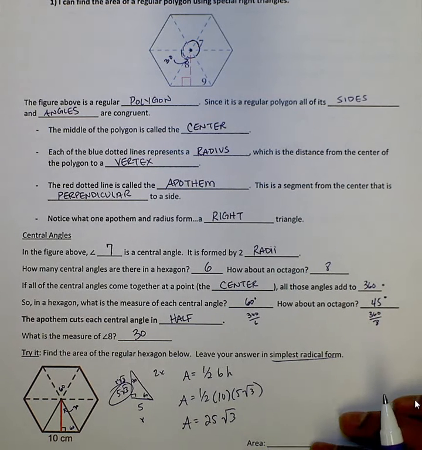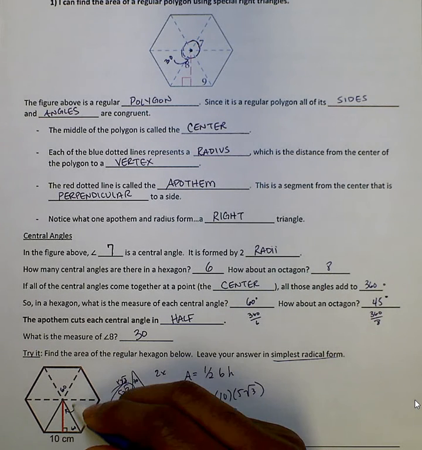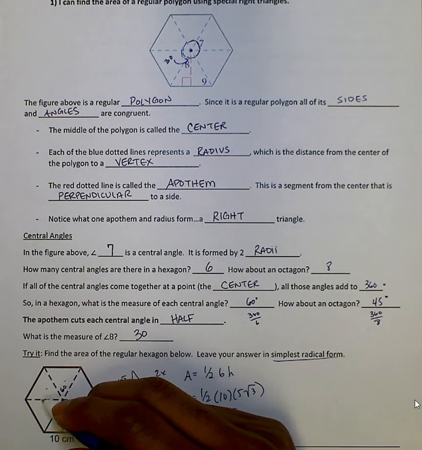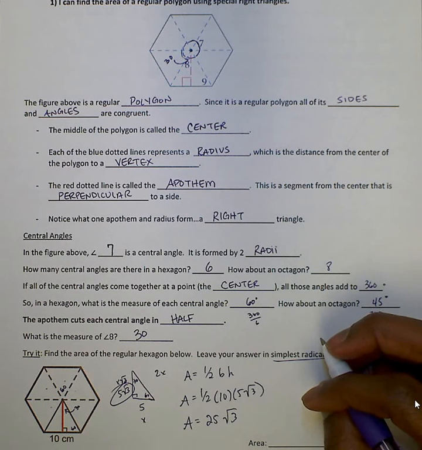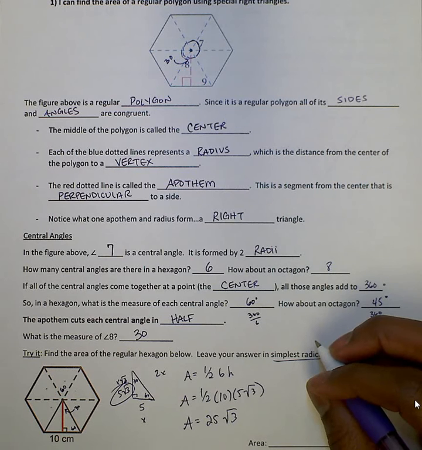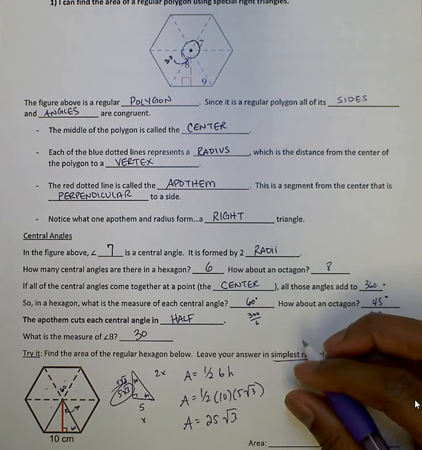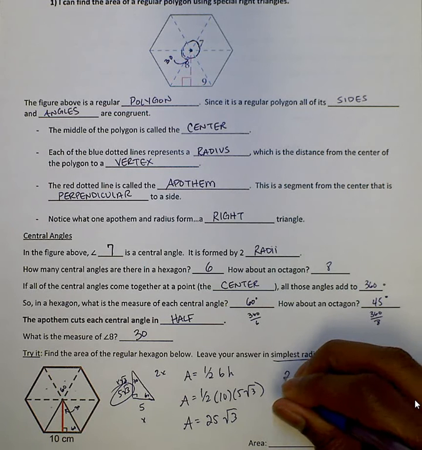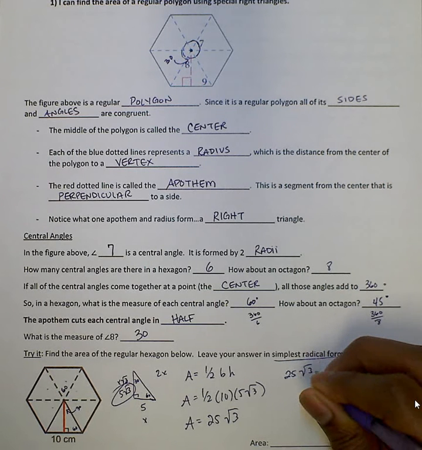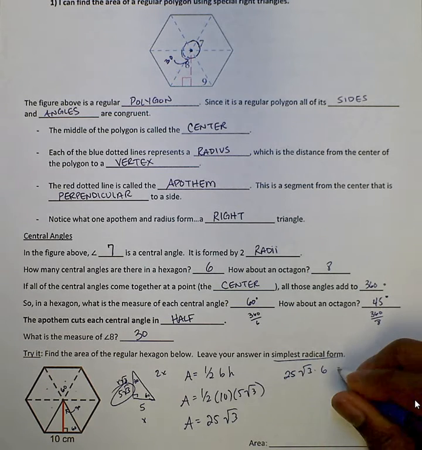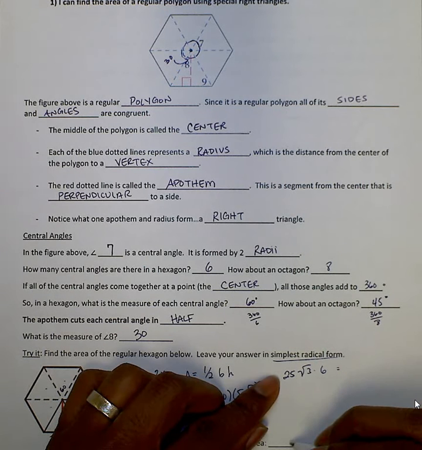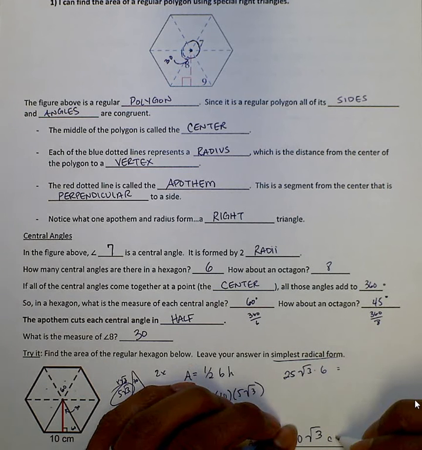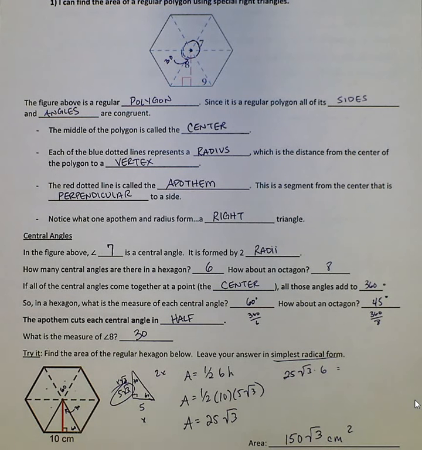Now, how many triangles are there? There's 1, 2, 3, 4, 5, 6 congruent triangles in a regular hexagon. So I can do the area of one triangle times 6, which gives me 150 radical 3 centimeters squared as my area, in simplest radical form.